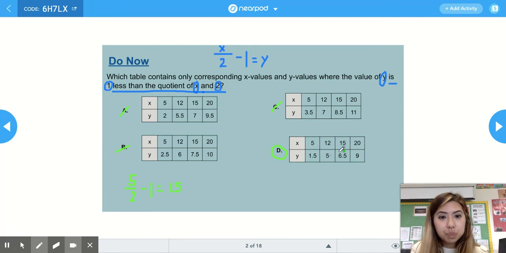So 12 divided by 2 is 6. 6 minus 1 is 5. Then we have 15 divided by 2 is 7.5. 7.5 minus 1 is 6.5. And lastly, we have 20 divided by 2, which is 10. 10 minus 1 is 9.